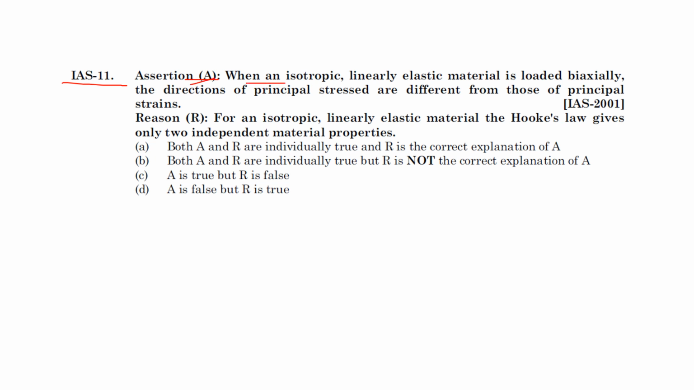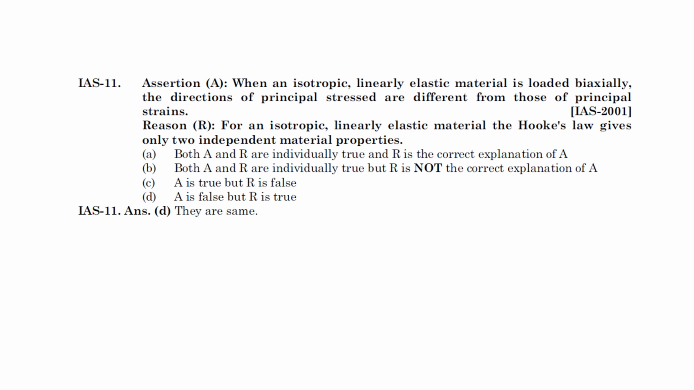Assertion: when an isotropic linearly elastic material is loaded biaxially, the direction of principal stress are different from those of principal strain. Reason: for an isotropic linearly elastic material, Hooke's law gives only two independent material properties. The assertion is wrong, because the directions of principal stress and principal strain are the same. The reason is correct. So the answer is D.